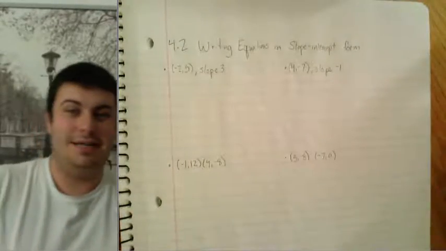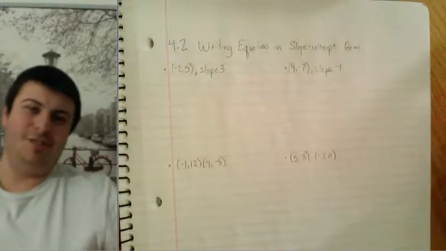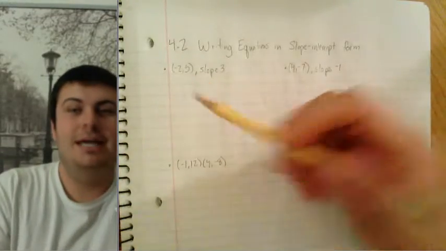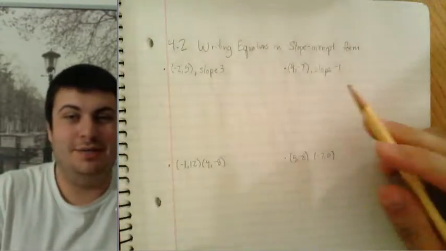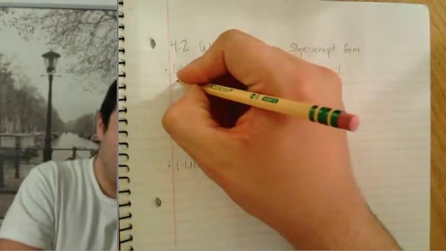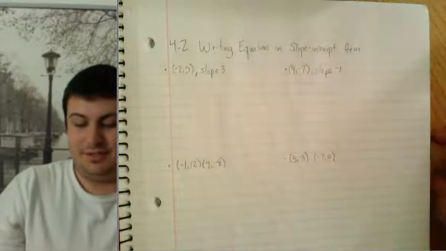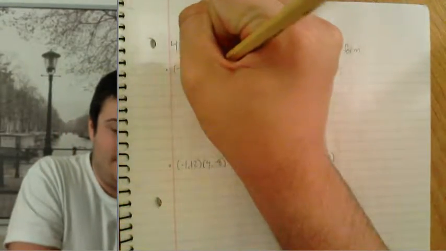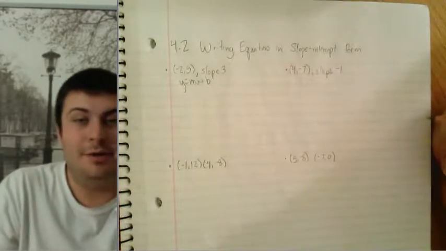We are going to practice writing equations in slope-intercept form given a variety of information. So if we're given a point and a slope, and we need to write the equation in slope-intercept form, I'm going to think slope-intercept form is y equals mx plus b. And I'm going to plug in what I know.